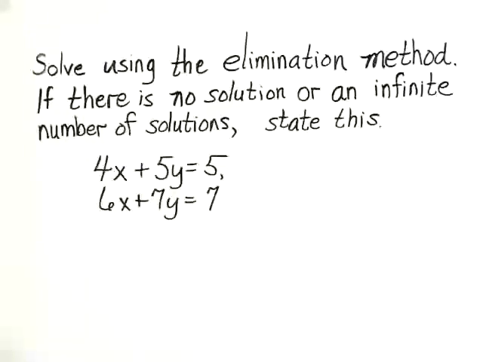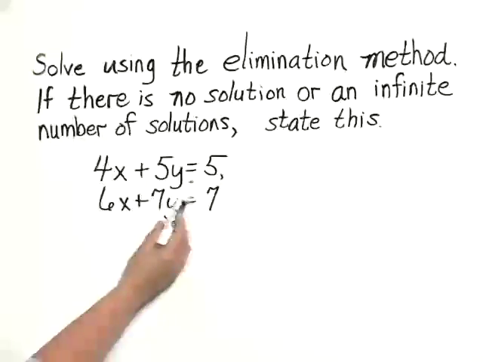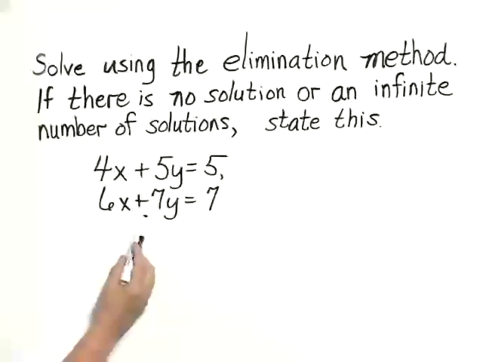Solve using the elimination method. If there is no solution or an infinite number of solutions, state this. We have the system 4x plus 5y equals 5, 6x plus 7y equals 7.